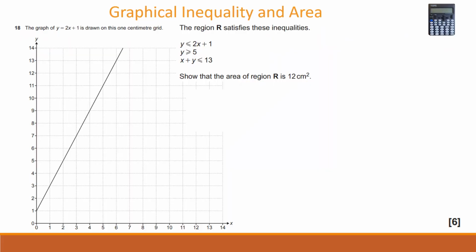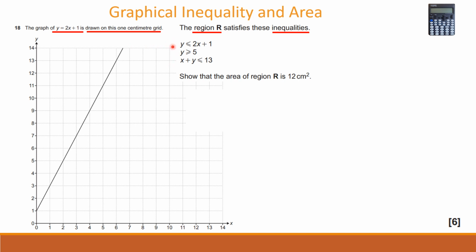This is a question on graphical inequality and area. The keywords in the question are we've got the graph of y equals 2x plus 1, and you're told that this graph is drawn on the grid. So you can see the line of 2x plus 1 is drawn for us. And we've got to work out the region R which satisfies the inequalities. And these are the three inequalities.